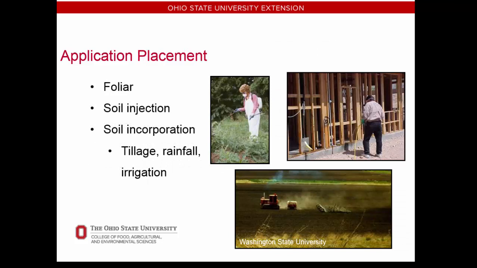The label also indicates where the product needs to be placed. Foliar applications are just that, applying the pesticide to foliage. Soil injection is used around structures for termite control and in agriculture for soil pests. Soil incorporation is a term that directs the applicator to use tillage, rainfall, or irrigation to move a recently applied surface application into the soil. The spray application equipment may be combined with tillage equipment for incorporation, or incorporation may be a separate process.